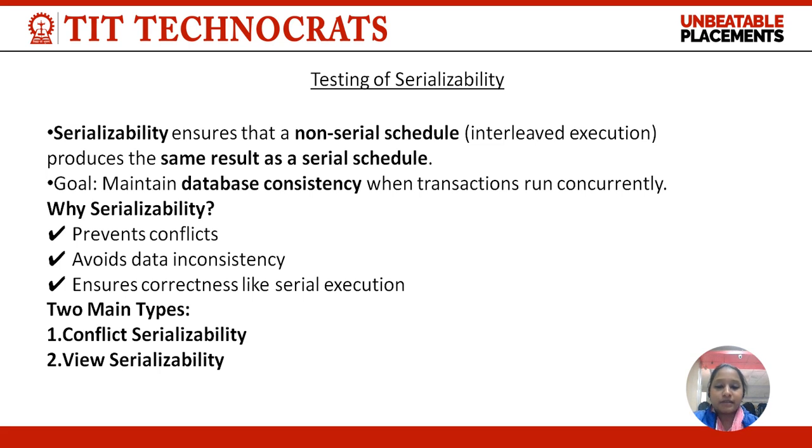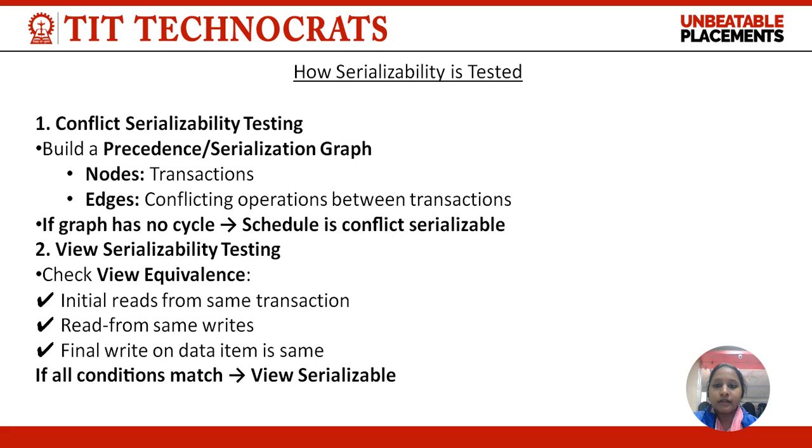Next is serializability. Serializability ensures that even if transactions run concurrently, the final outcome remains the same as if they are executed serially. This prevents anomalies and preserves consistency. There are two major types: conflict and view.